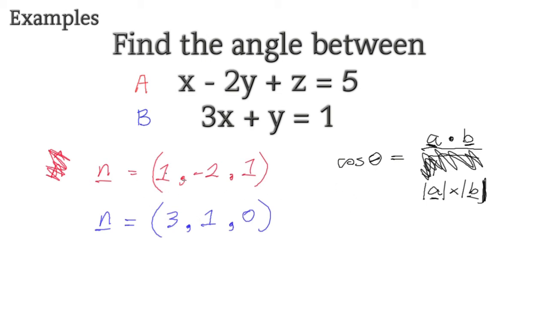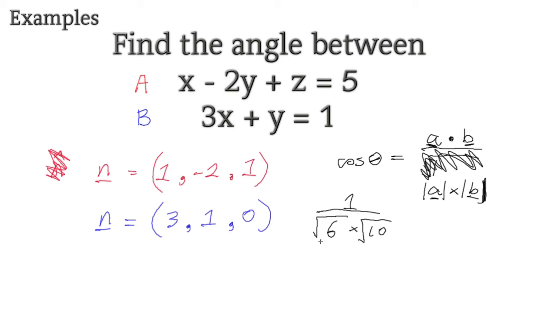Let's do the dot product first. If you recall how to do the dot product, this is 1 times 3 plus minus 2 times 1 plus 1 times 0, which should give you a positive 1 as a result. And the bottom is the modulus of those two vectors. If you remember how to do the modulus of a vector, you should get the square root of 1 squared plus minus 2 all squared plus 1 squared, which is 1 plus 4 plus 1, giving 6. Then you multiply that with the modulus of the other one, which this time is 3 squared plus 1 squared plus 0 squared, giving you 10.